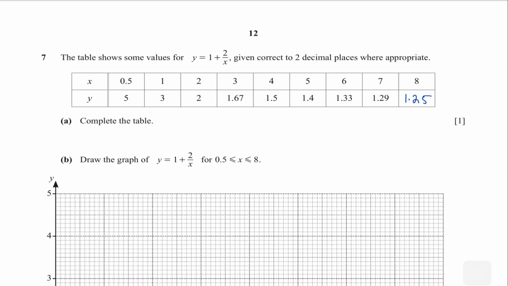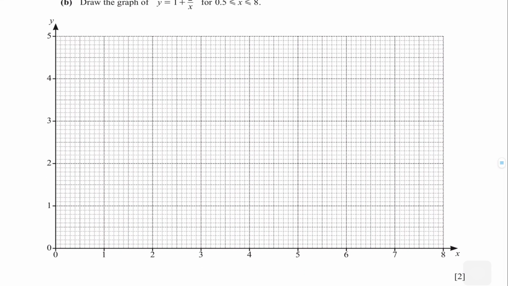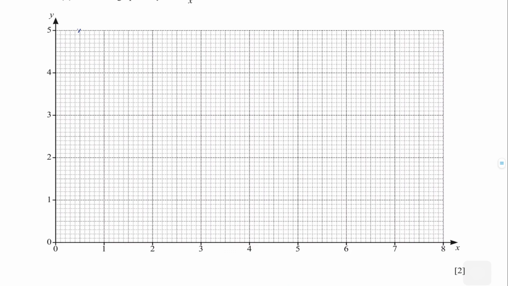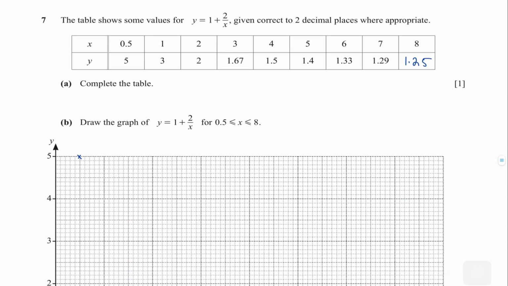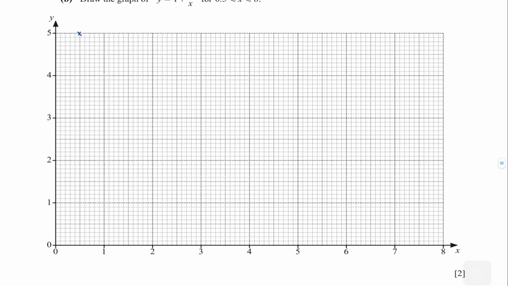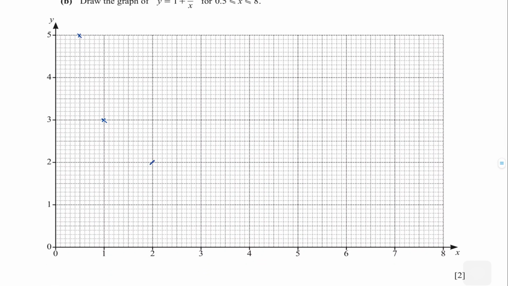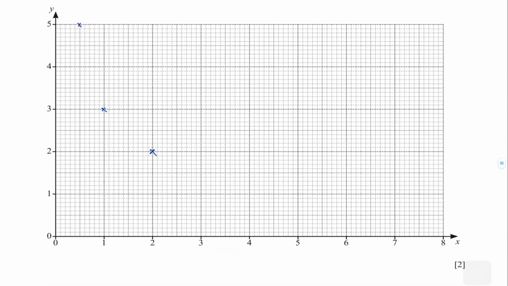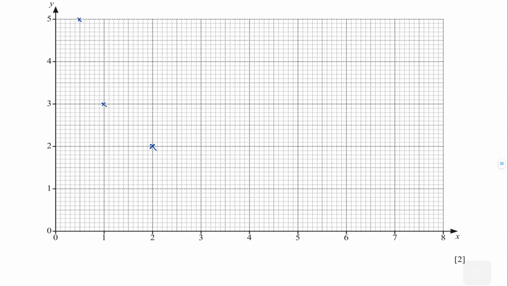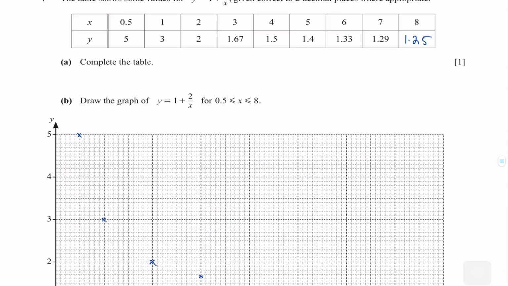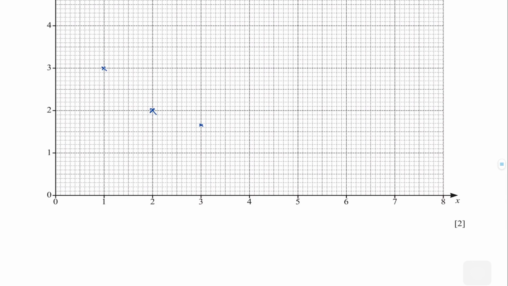So we'll one by one plot the points and make a graph out of it. So 0.5 comma 5, that shouldn't be too difficult. So there you have it. Remember to put a cross and not a dot. 1 comma 3 is again going to be somewhere here. 2, 2, pretty simple, it's going to be here. And then we have 3, 1.67. So 1.67 has got to be between 1.6 and 1.7. So let's mark it here somewhere. 4, 1.5, again very easy to mark. 4, 1.5, there you go.